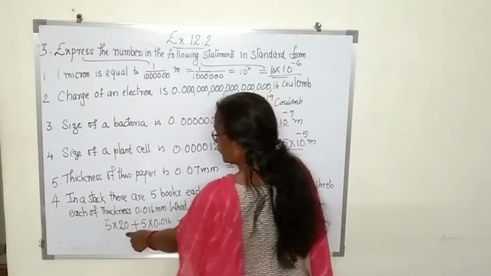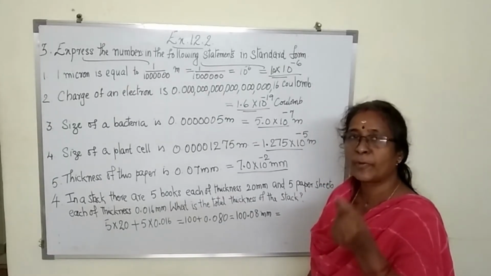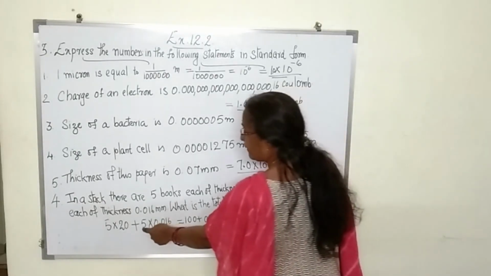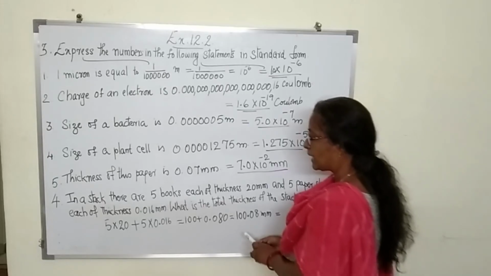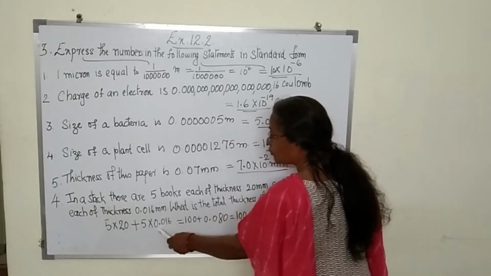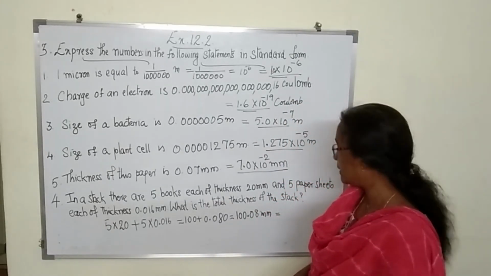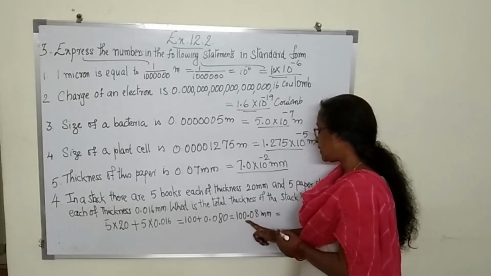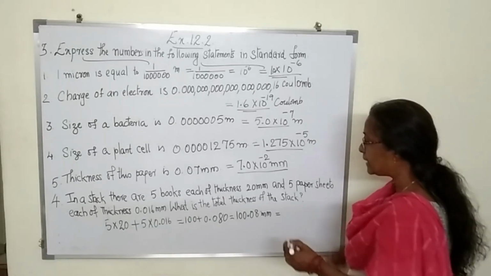5 into 20. And then 5 papers, and each paper is 0.016 millimeter. So 5 papers will be 5 into 0.016 millimeter. So when you multiply here, 5 20s are 100 and 5 into 0.016 will be 0.080 millimeter. And when you add them, you get 100.080 millimeters. And how to write it in standard form?